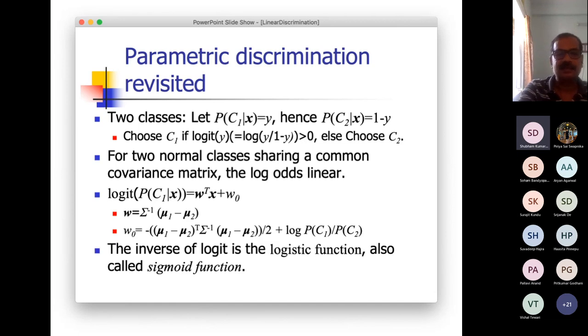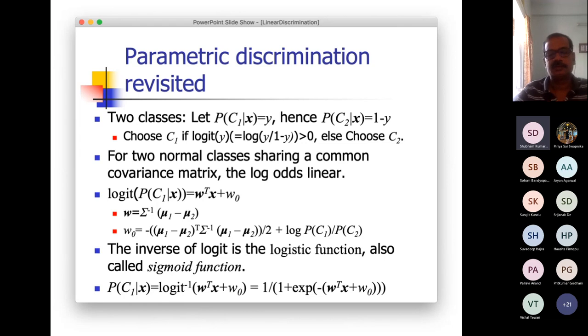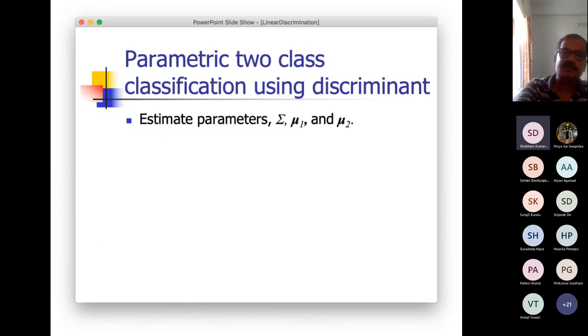So the inverse of logit is the logistic function, also called the sigmoid function. How do you express this inverse? If you do some algebraic manipulations, you can show that this inverse can be written in this form. It is 1 by 1 plus exponentiation of that term, which is called the sigmoid function, right? 1 by 1 plus e to the power minus z, that is the sigmoid function. So the inverse of the logit function is the sigmoid function. This is also another function we will be encountering during the discussion of neural networks. We'll see that.